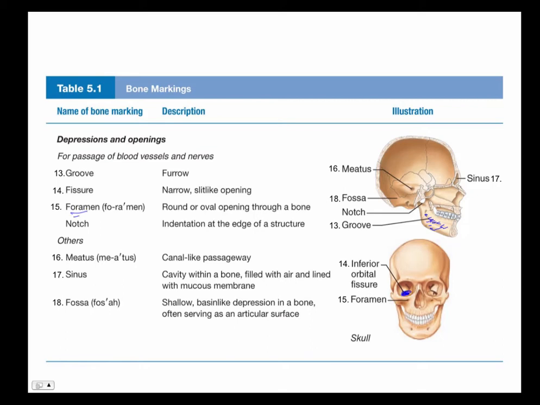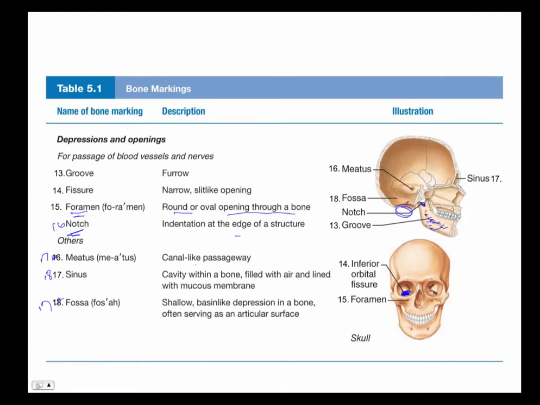Foramen is a hole. The most obvious one, not necessarily most important, is the foramen magnum, being that one hole at the base of our skull where the spinal cord goes through. So it's a round or oval opening through a bone. We have a notch, an indentation of a structure. So here's a notch. Oops, so that's supposed to be number 16, 17, 18, and 19.